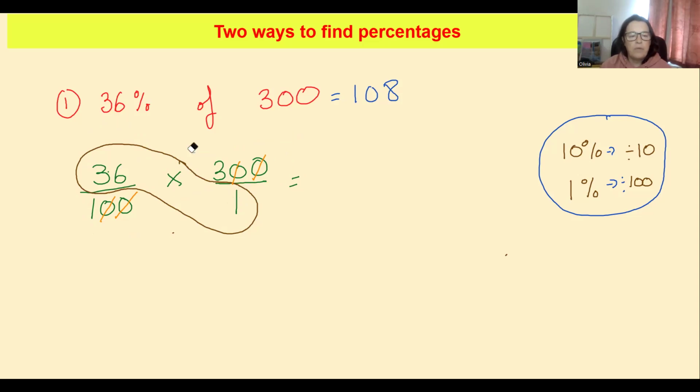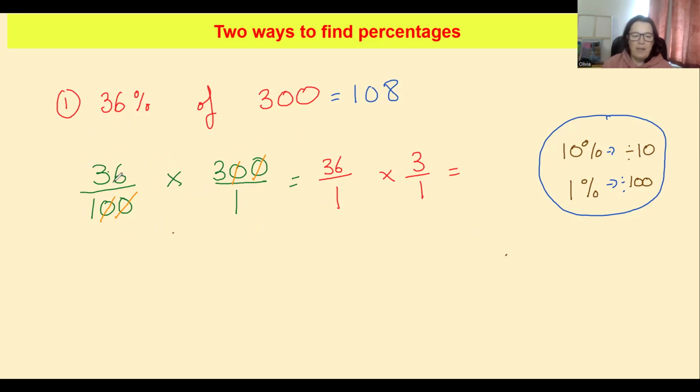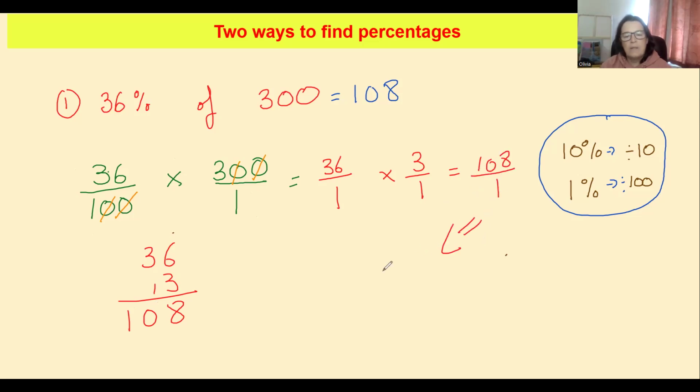Okay, let me get rid of the butterfly wings and look at what we have now. Now I've got 36 over 1 multiplied by 3 over 1. That makes it a little bit easier than multiplying 36 by 300. So 36 by 3, let's do that down here. 3 sixes are 18, 3 threes are 9, and 1 is 10. We've got 108 over 1, which is the same as 108. So we've got the same answer.